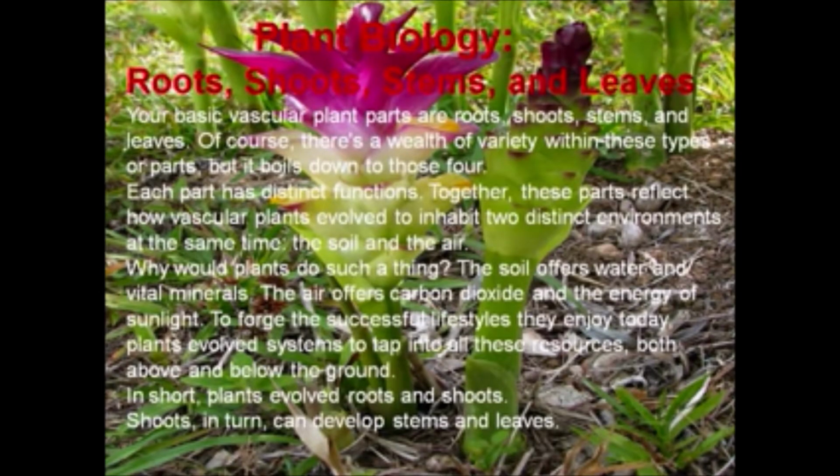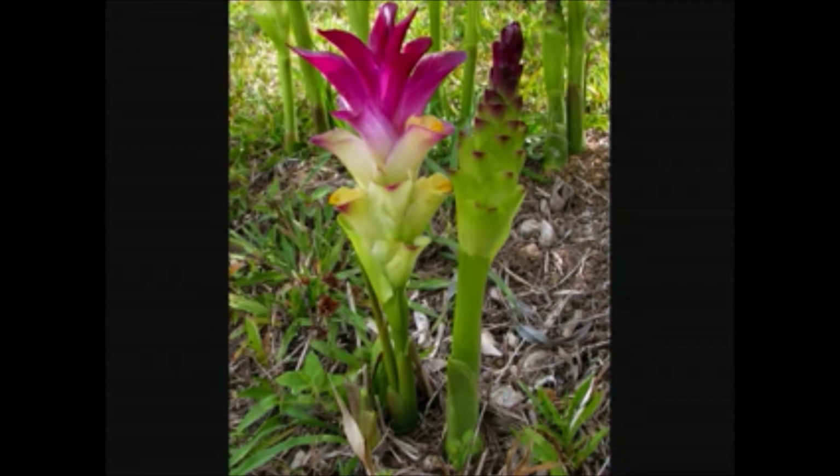Plant biology: roots, shoots, stems and leaves. Your basic vascular plant parts are roots, shoots, stem and leaves. Of course, there is a wealth of variety within these types of parts, but it boils down to those four. Each part has distinct functions.